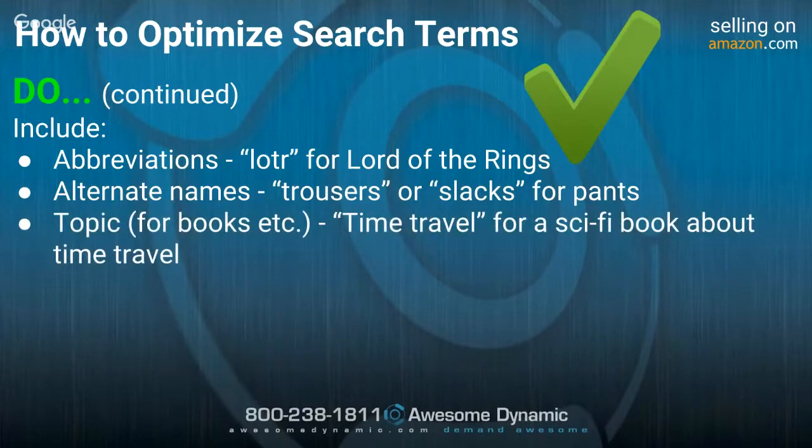Different topics for the same product. An example we have here is that you're selling a sci-fi book about time travel. Even though the book itself may belong in the sci-fi category, it can also belong in the time travel category, or it might belong a little bit in the history category. Anything like that, you would want to add as additional topics for your product into the search term field.